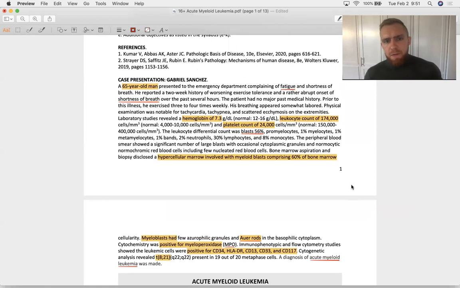Here's a 65-year-old man at the ED complaining of fatigue and SOB. No major past medical history. You take some blood. He's got an anemia. He has a high leukocyte count. It's very high, 174. And the man also has thrombocytopenia. Now you get a differential on it, and blood white cells are 56% blasts. So you put that together with the high white count and you get a bad gut feeling that you're dealing with some sort of leukemia.